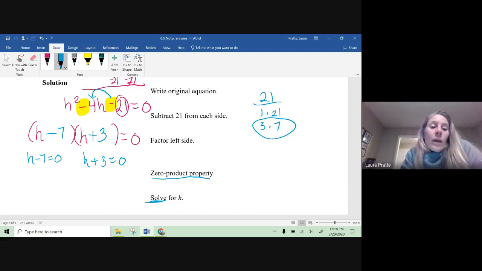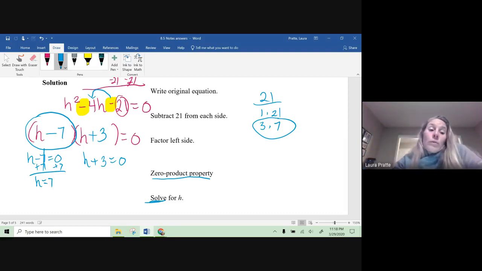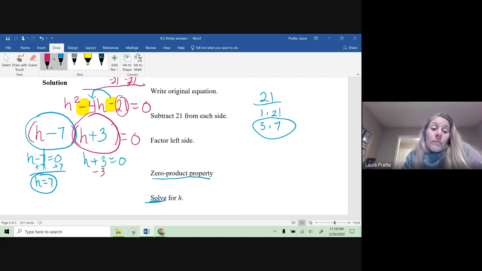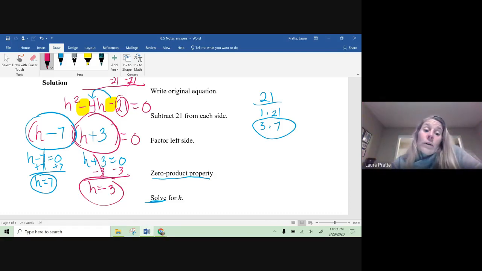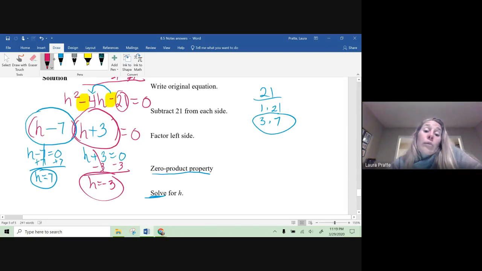So we would want to say, okay, how could I make this factor here, this h minus 7, equal 0? Well, what number minus 7 equals 0? That's right, h would have to be 7. 7 minus 7 would be 0, and then if you multiply that times anything else, it would also be 0. So that's one of your possible solutions. Same thing on this other factor here. If I have h plus 3, how could I make that equal 0? Well, h could be negative 3, and that would make it equal 0. And then, of course, multiply it to anything else, the whole equation would equal 0. So that's how we find our two solutions using zero product property.